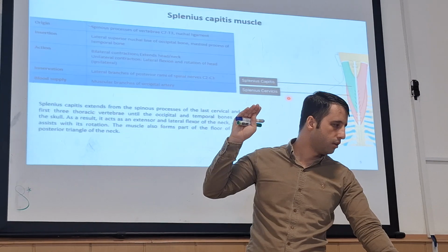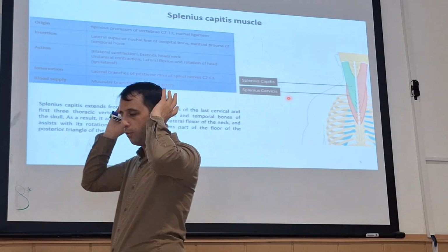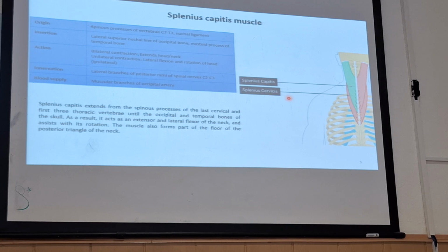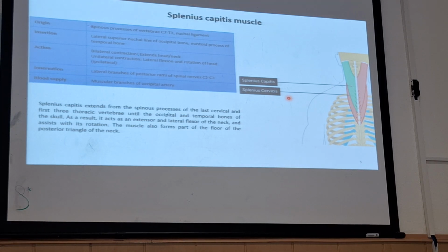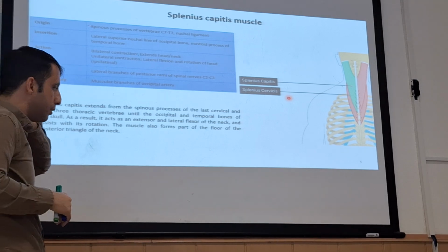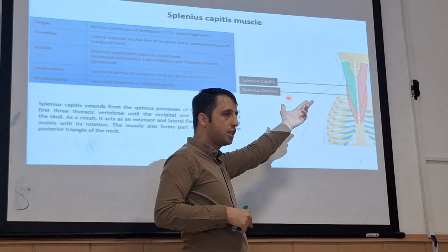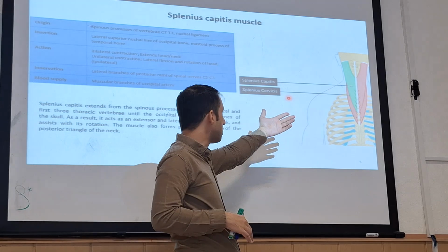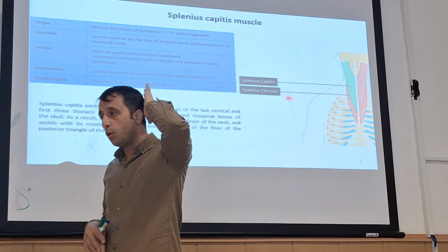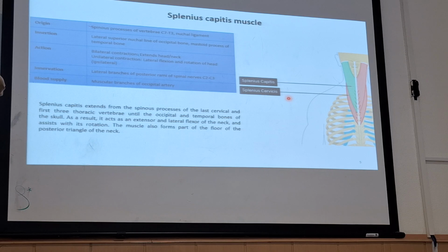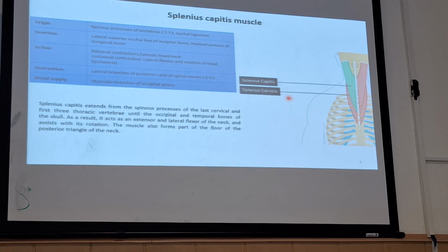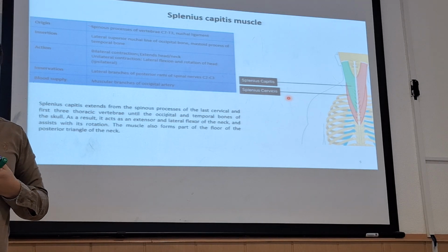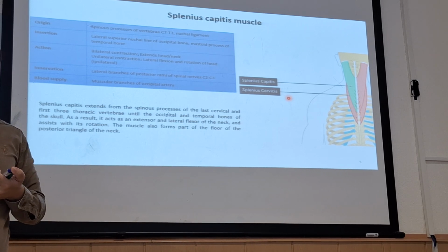Posterior to levator scapula, when I assess this area, I see a flat muscle which covers it. Splenius capitis. Look here. We have two splenii: splenius capitis and splenius cervicis. Splenius capitis originates from the superior nuchal line and travels inferiorly to arrive at the ligamentum nuchae and the spinous processes of the first three thoracic vertebrae.